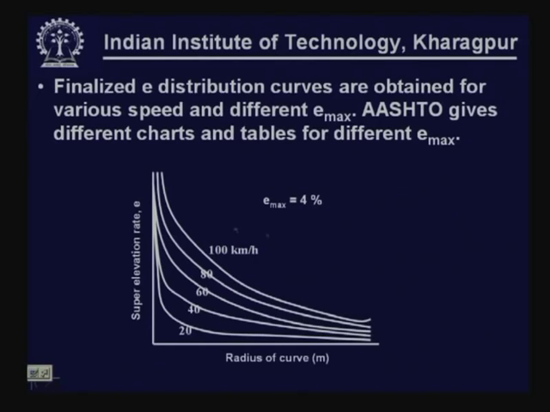Now, this E max varies from 4% to 6, 8, 10 and goes up to 12. Therefore, for different E max, AASHTO gives different curves. The x value indicates the radius of curve in meters and y the super elevation rate, and obviously the super elevation will be a function of the speed. So, for different speeds different lines are indicated, and like this different curves are there for different E max values, 4%, 6%, 8, 10 and up to 12%. So, these figures are available and tables are also available.